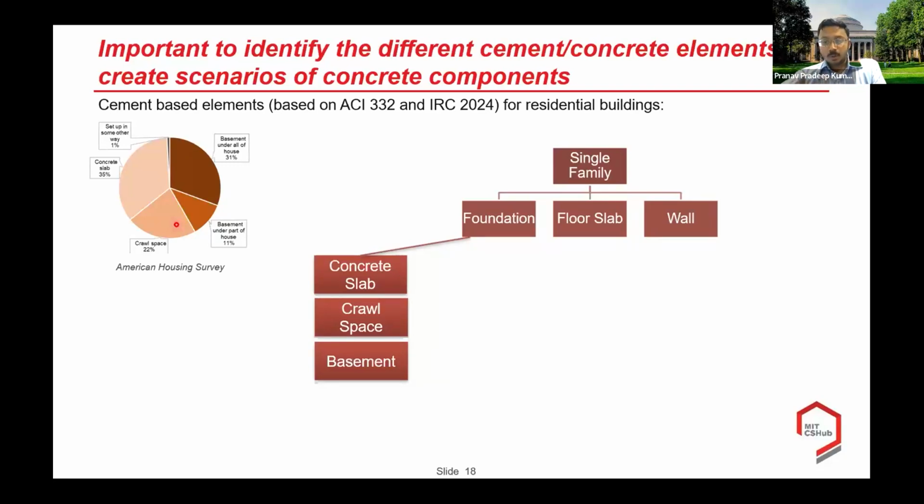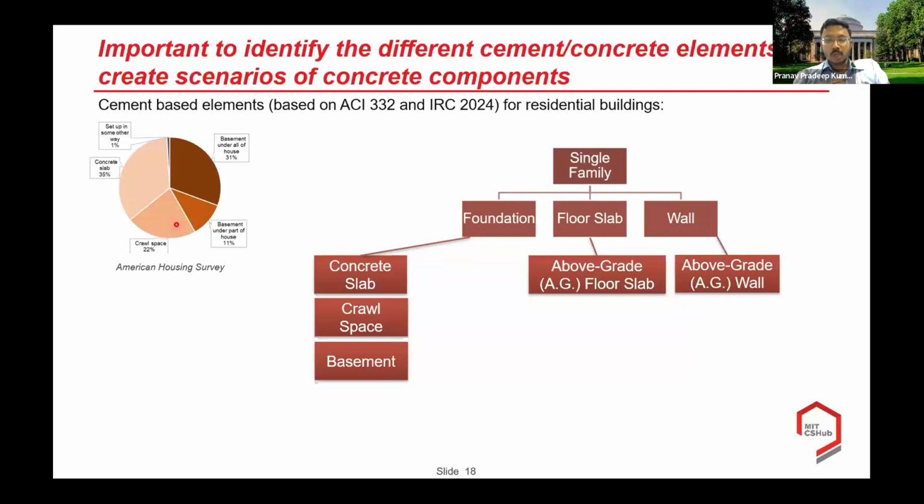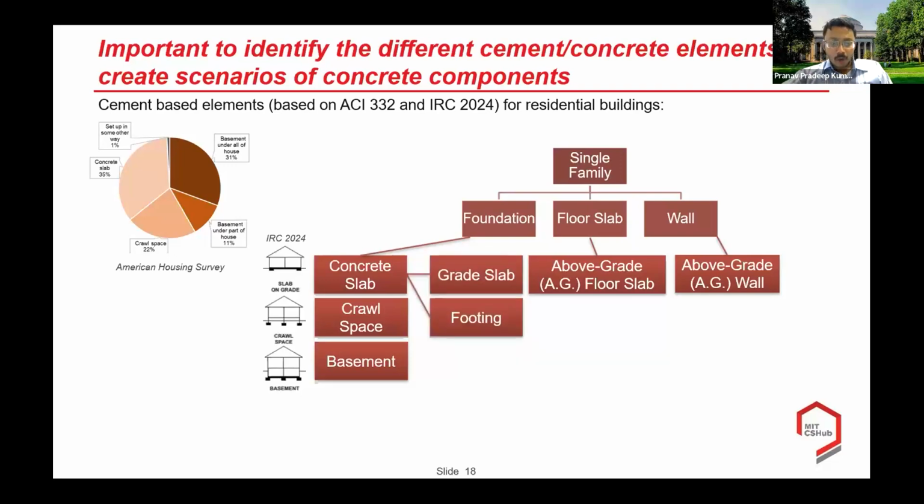And the floor slabs and walls are primarily above-grade solid concrete elements. And using IRC 2024, we further broke down the foundation types into different concrete elements. For example, for the concrete slab, we can say that the concrete goes into the grade slab and footing element. For the crawl space, it's primarily the footing into which the concrete goes. And for the basements, it could be the grade slab, footing, and the basement walls. And in addition to these, we should also consider the above-grade elements like the floor slab and walls.